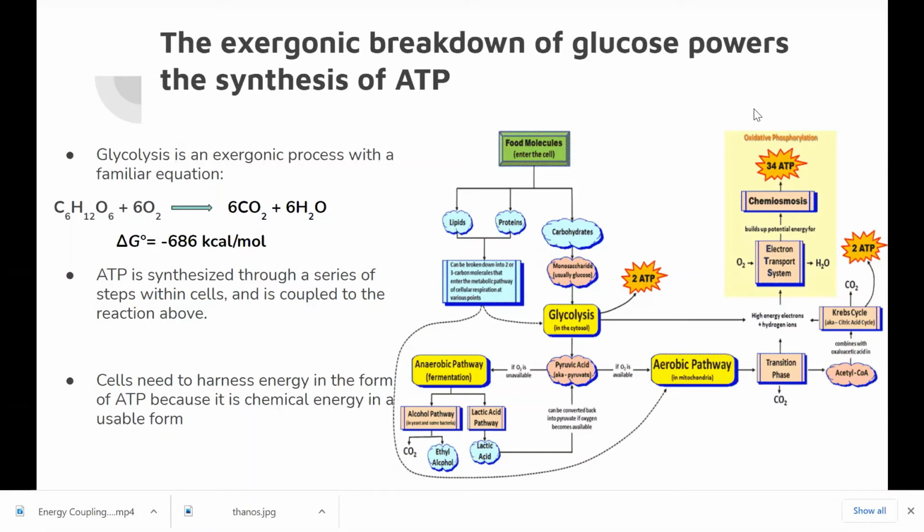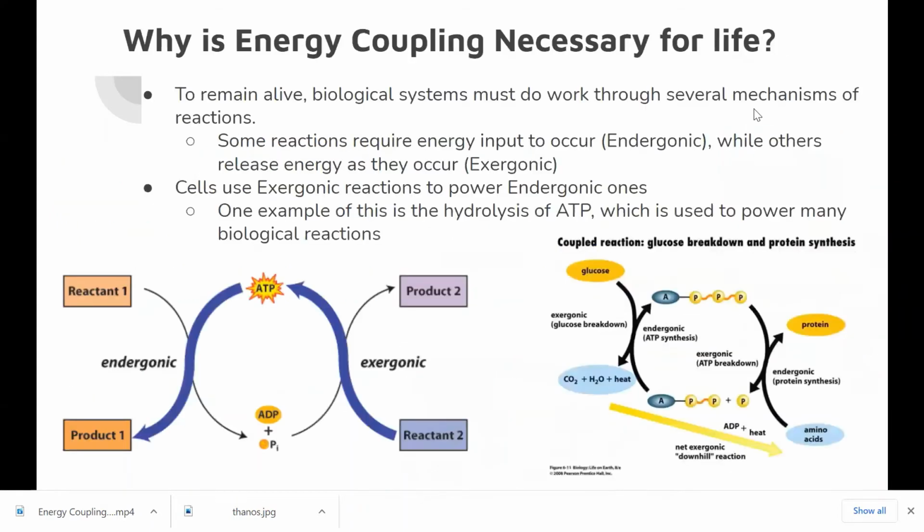This reaction is going to release 686 kilocalories per mole of energy. ATP is synthesized through a series of steps within cells, pictured at the right, and is coupled with the reaction above. The reason that cells do this is because they need to harness energy in the form of ATP, because ATP is a usable form of chemical energy.